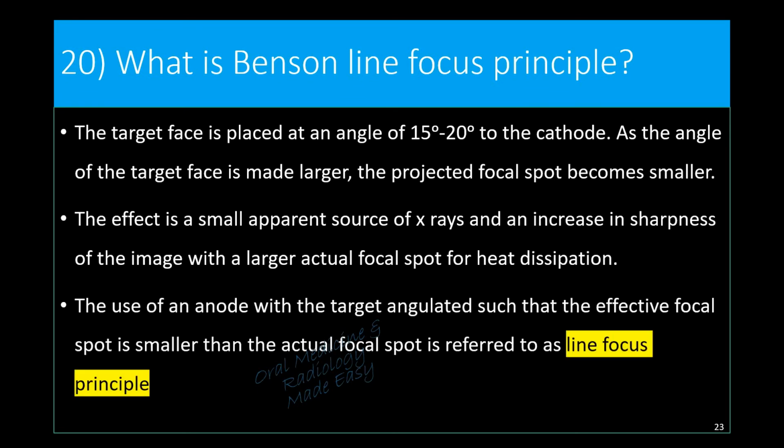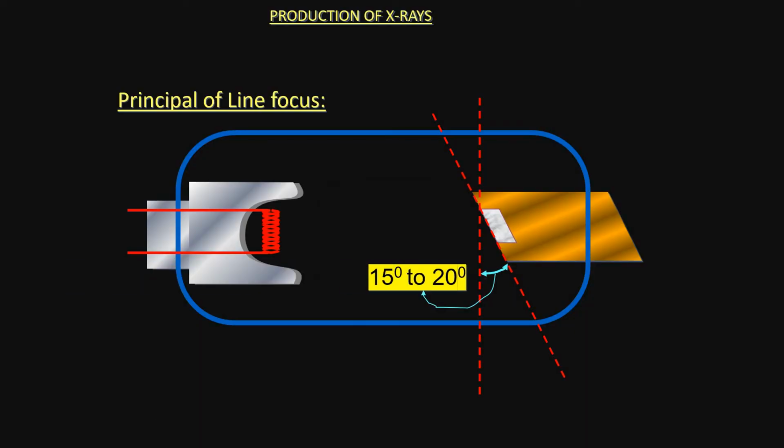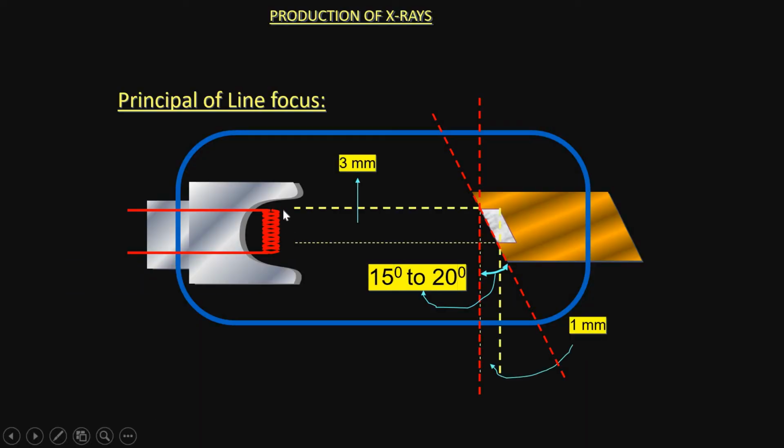The use of an anode with the target angulated such that the effective focal spot is smaller than the actual focal spot is referred to as the line focus principle. Here we can see that from the cathode, the electrons will strike the anode, and the focal spot is the area where the electrons strike the anode. This region is at an angle so that the effective focal spot is around 1 millimeter, whereas the actual size on the anode is 3 millimeters. So this is the line focus principle.